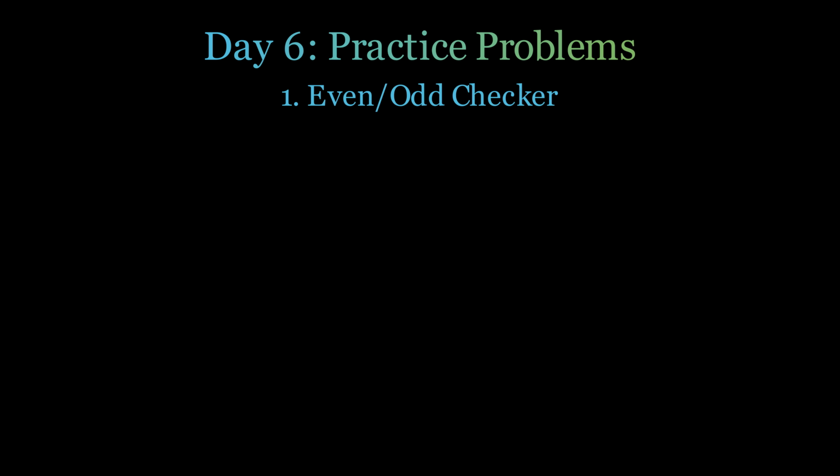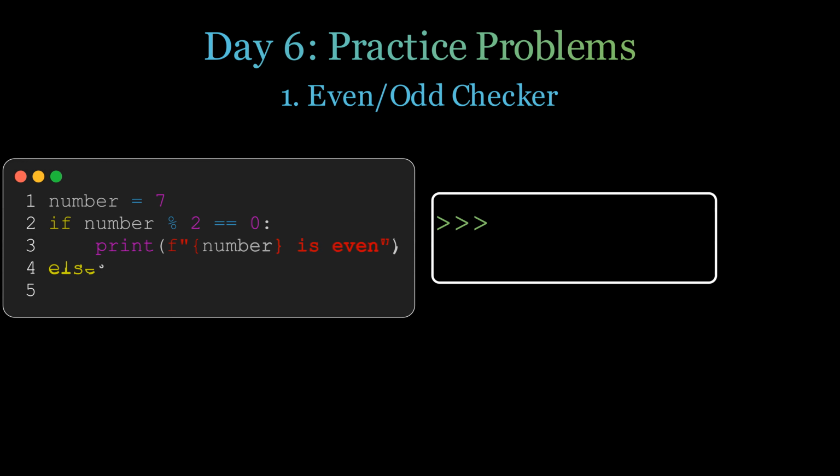First, let's create a program that checks if a number is even or odd. We use the modulus operator to check the remainder when divided by 2. For an even number like 4, we get a different result.